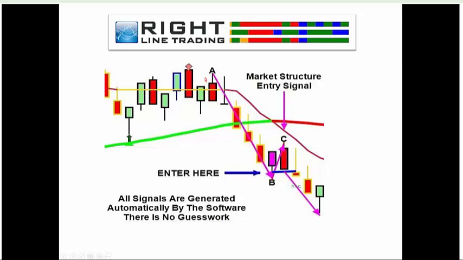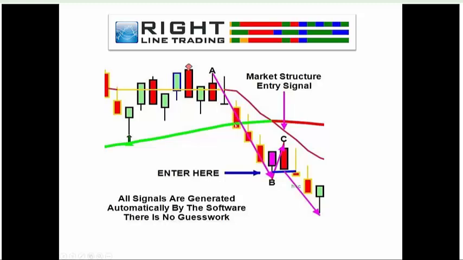Now remember, we cannot take a short unless the 50 and the 15 are both red. So the A prints when you get any two candles of the same color appearing in sequence. So two red candles define a downtrend, an A prints. The move continues to the downside.